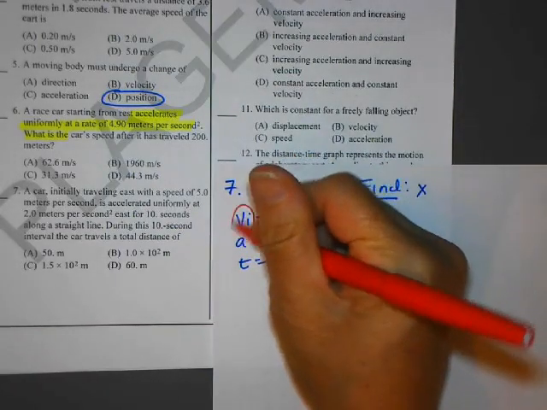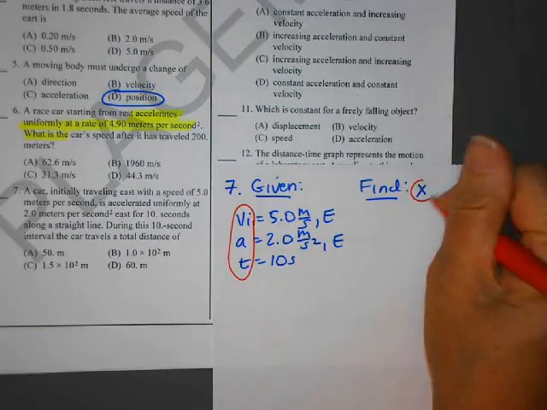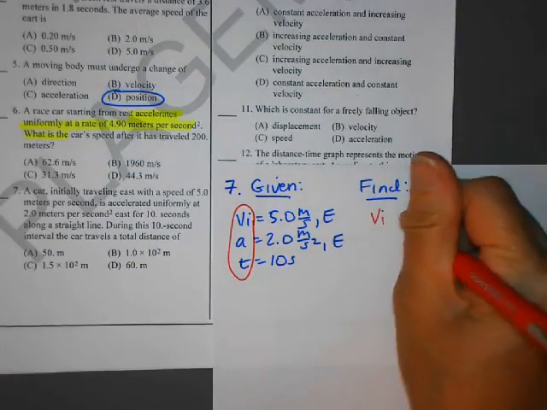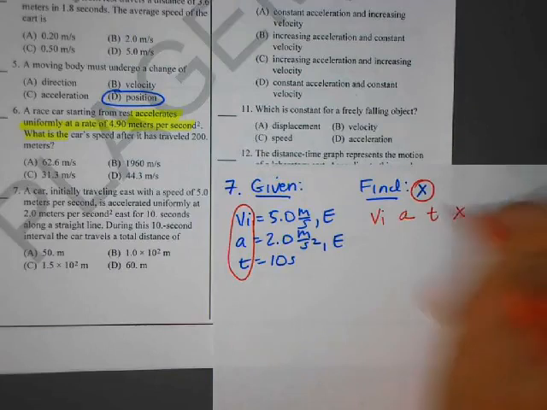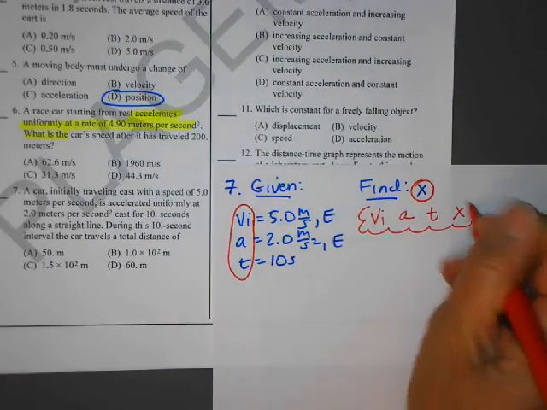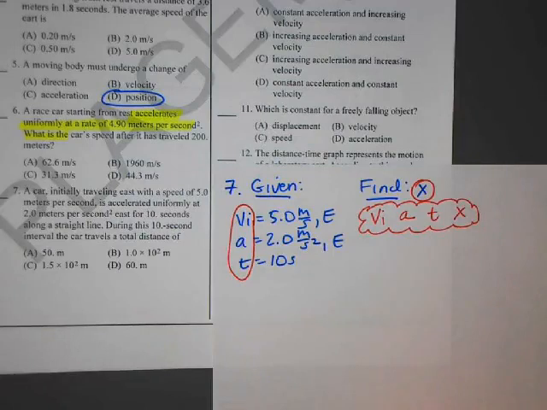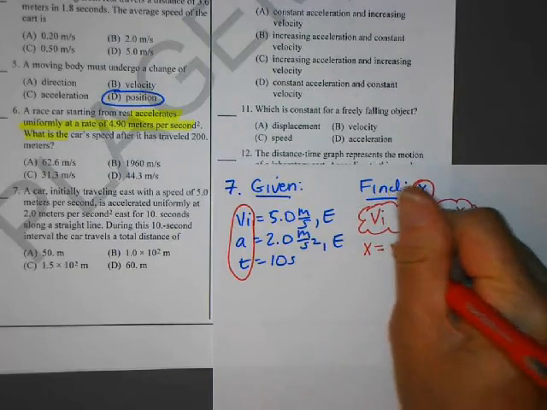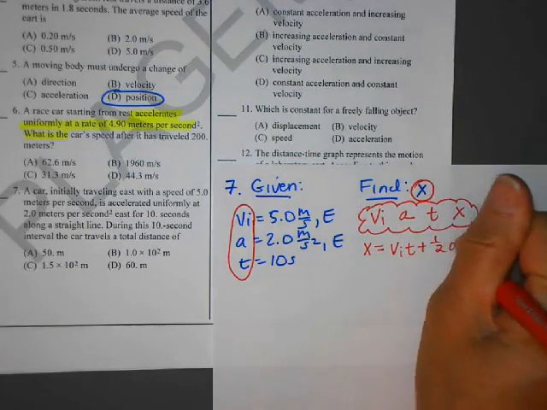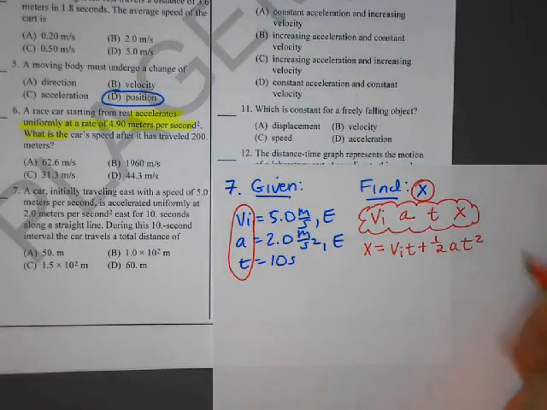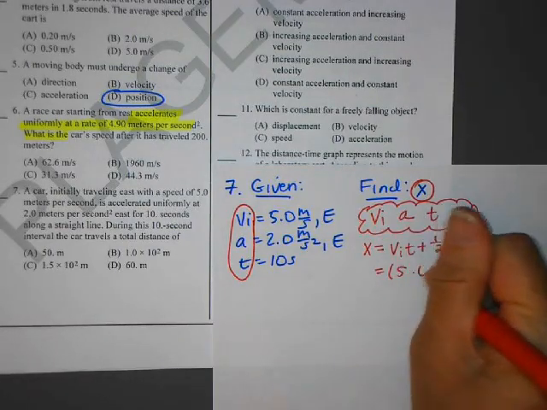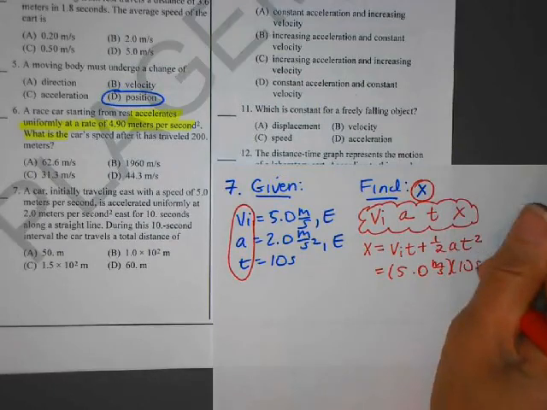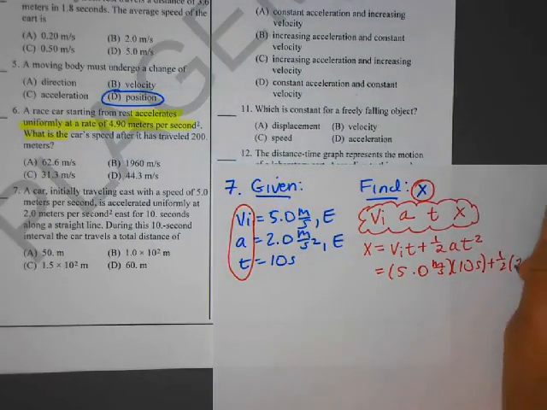So this is our given. This is what we want to find. So we're given VI, A, T, and X. Those are my 4 variables. Okay. So now I'm going to say which equation has those 4 variables. So X is equal to VIT plus 1/2 AT squared. So I substitute in 5.0 meters per second times 10 seconds plus 1/2 times 2.0 meters per second squared times 10 seconds squared.